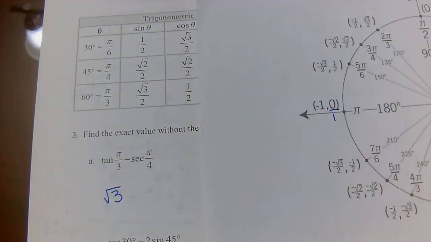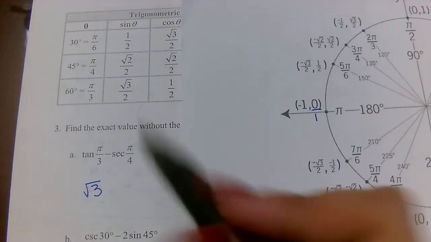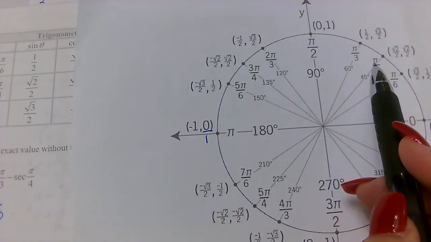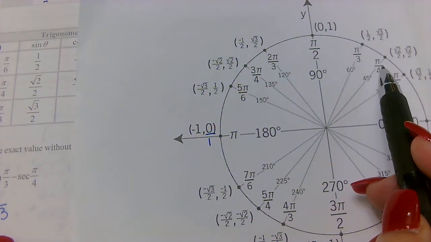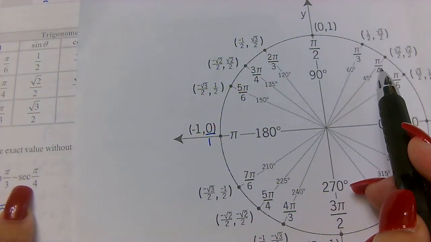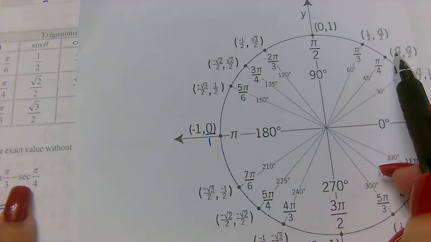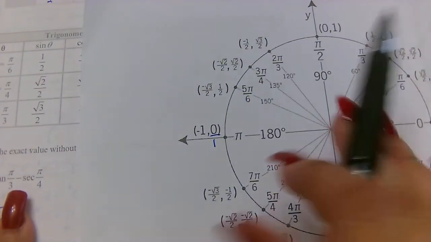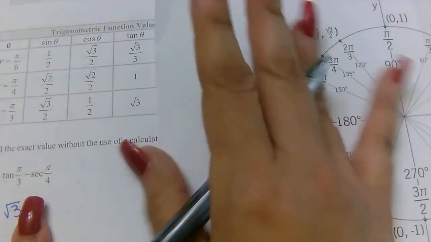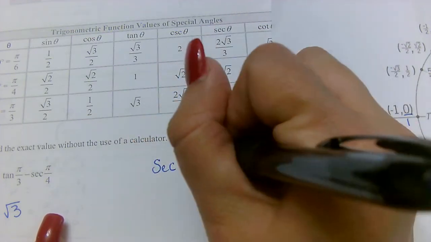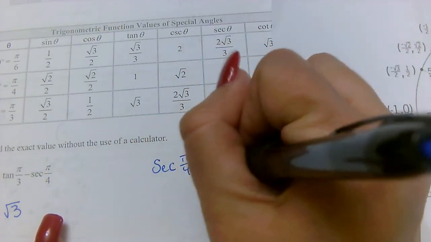Okay, that's the first one. Going on to the second one, it says secant pi over 4. So again, you're coming over here. Secant is the reciprocal of cosine. Cosine is x. So if I flip this, I'm going to get 2 over the square root of 2. So secant of pi over 4 is going to be 2 over the square root of 2.